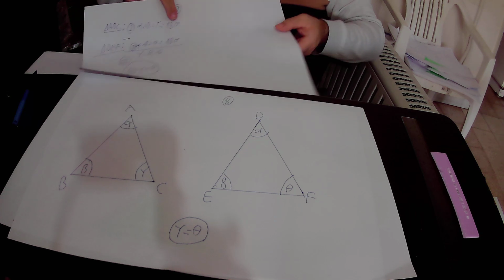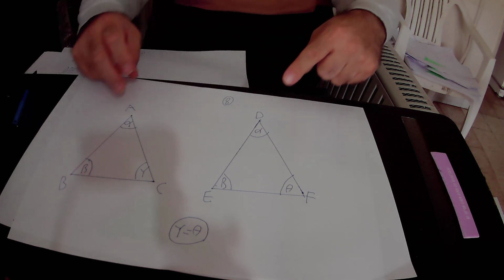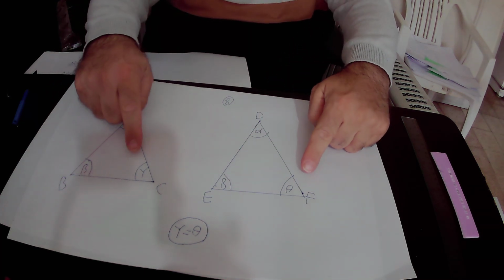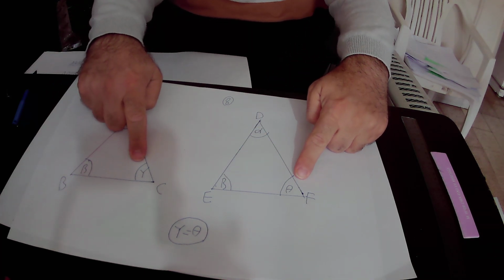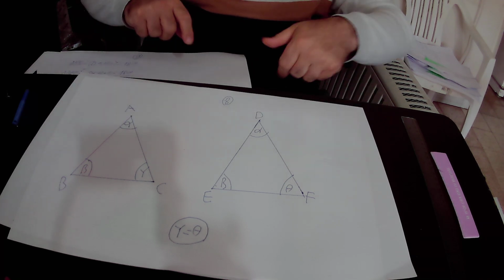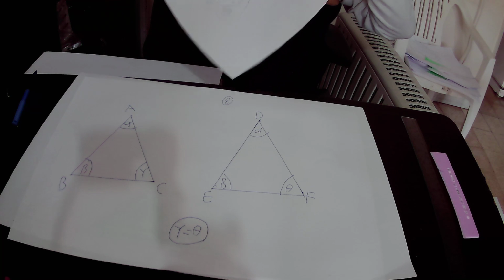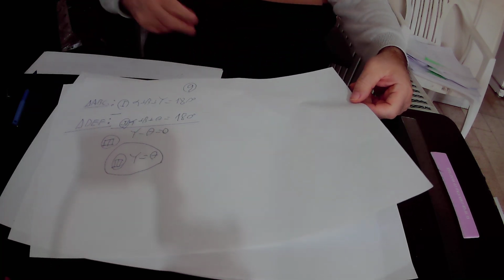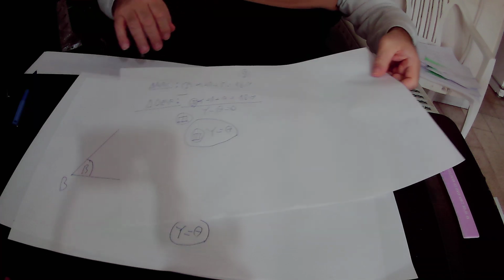So we actually proved that if we have two triangles with two pairs of angles that are equal to each other, then the third pair of angles must also be equal to each other, that is to say, angle gamma equals angle theta. And we indeed proved that angle gamma equals angle theta, therefore we proved that the third angle theorem is true.